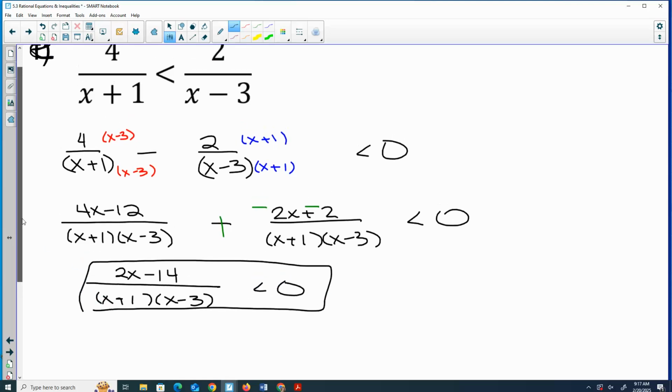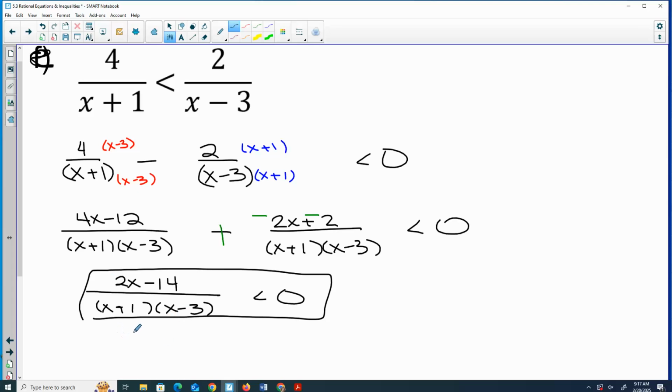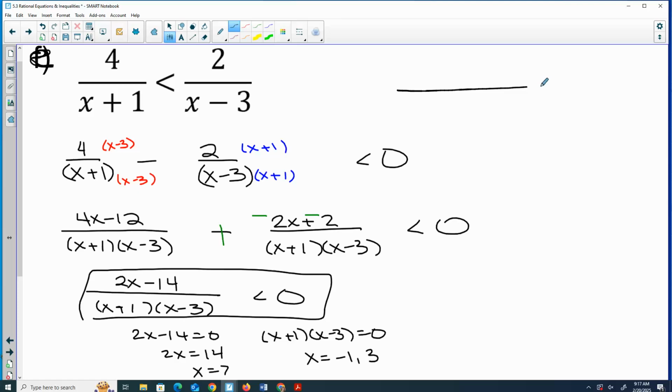We have that now. If we set top and bottom equal to 0, that gives me a 7. If I set x plus 1, x minus 3 equals 0, we get negative 1 and positive 3. So I have 3 numbers. Put them in order on your number line. So negative 1, 3, and 7.